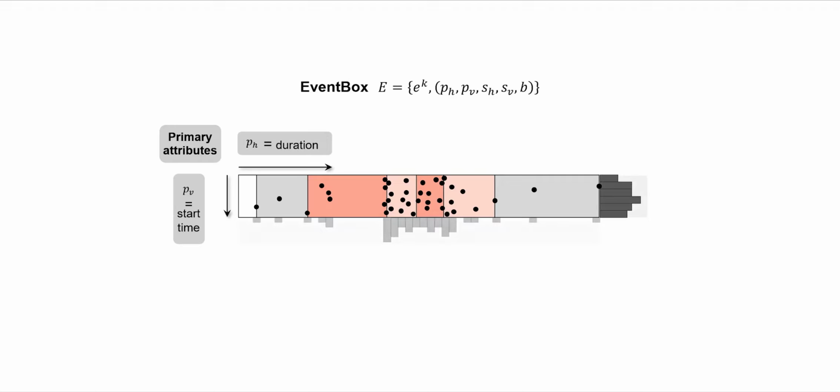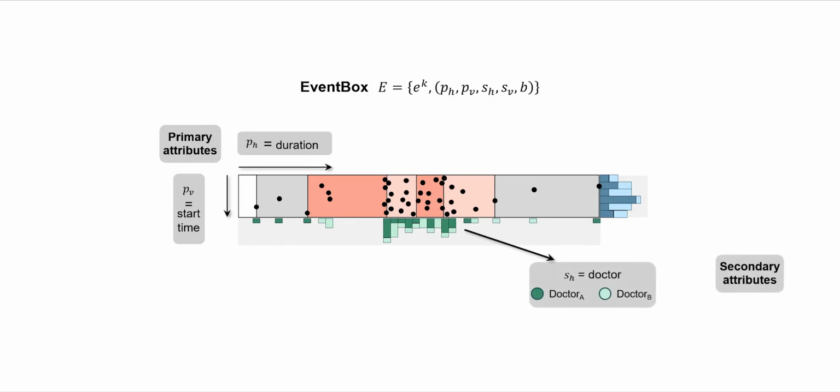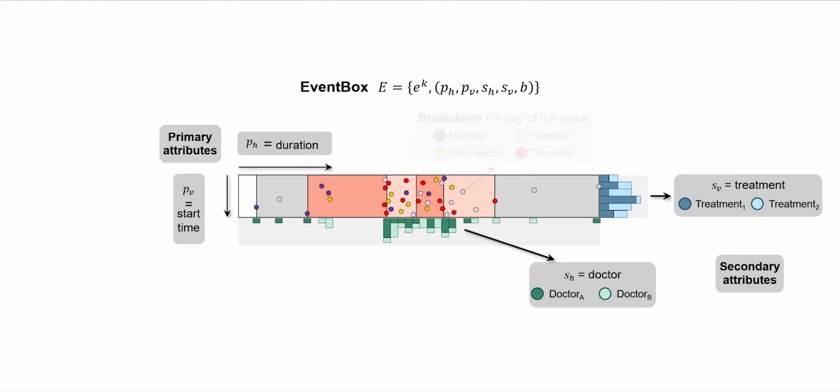Histograms enable the exploration of how primary attribute values are distributed. Secondary attributes can also be represented, transforming the histogram bars into stacked bar charts. In this example, we have doctor and treatment. The last attribute, breakdown, defines the color of the data points and will allow the split of an event box. Here, we use day of the week.